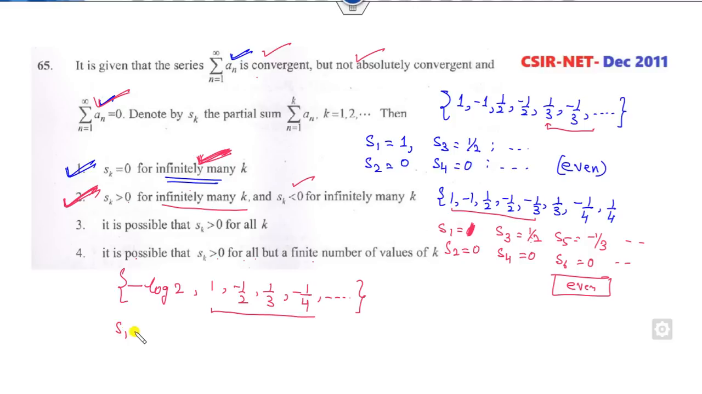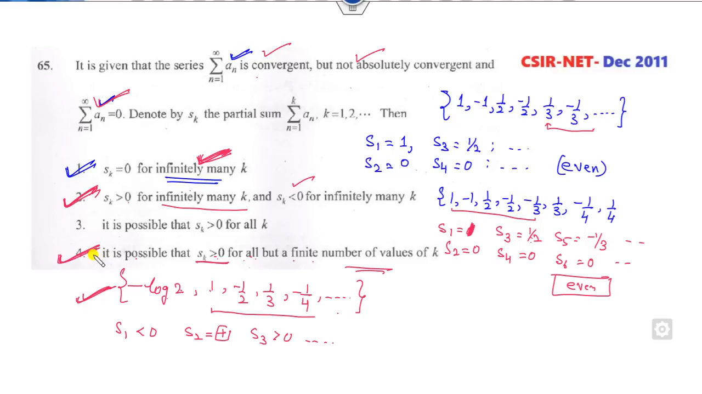What is S1? It is less than 0. S2, log of 2 is 0.3, so S2 will be positive. S3 is 1 minus, it is positive, and so on. So is it possible for Sk to be greater than 0 for all but a finite number of k? This is a counter example. This is satisfied. Now, is it possible that Sk is greater than 0 for all k?